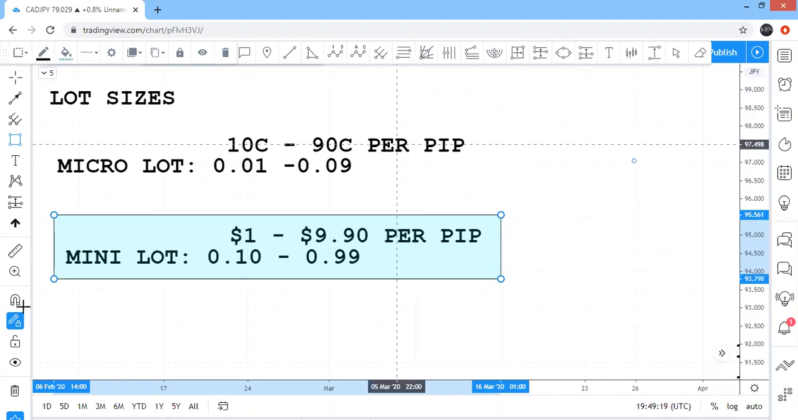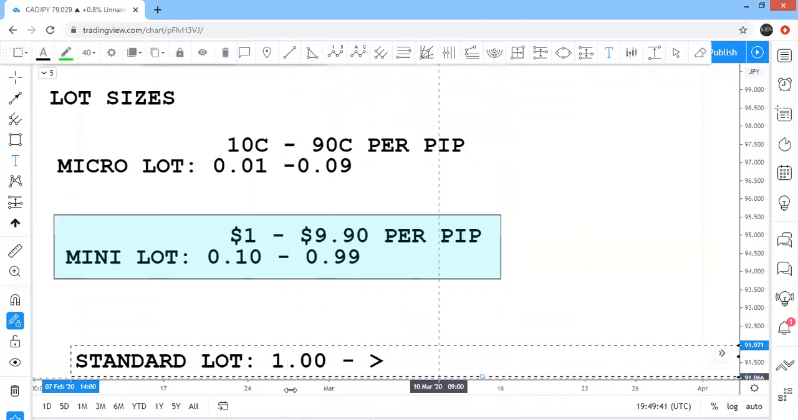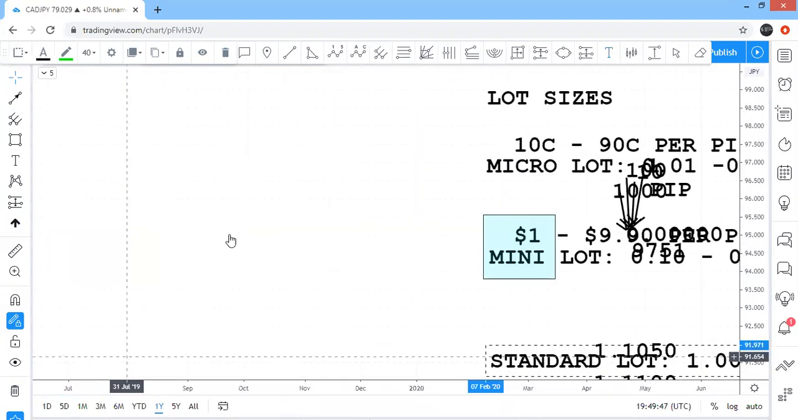So, last category is the standard lot, where we all aspire to be. Standard lot is from 1.00. I can't even do the infinity sign, but I'm just going to do an arrow. Anything that is on the left side of the decimal place is a standard lot.